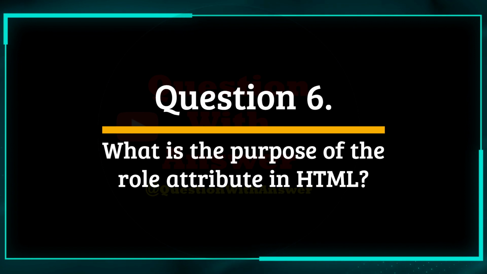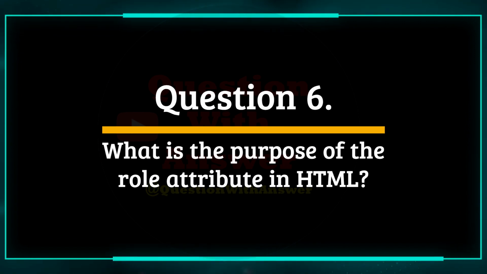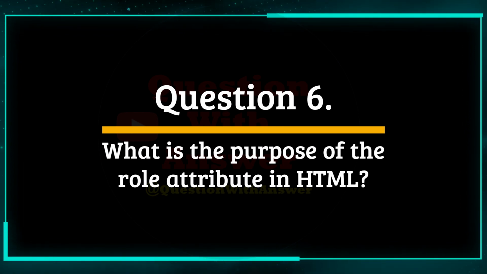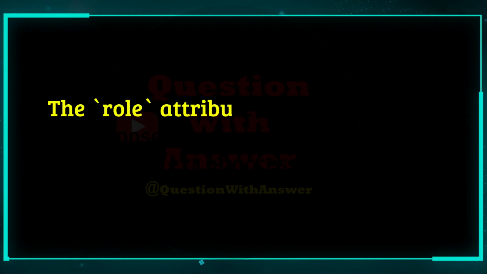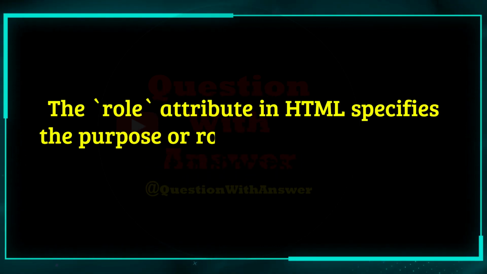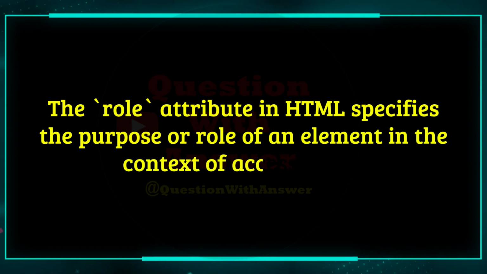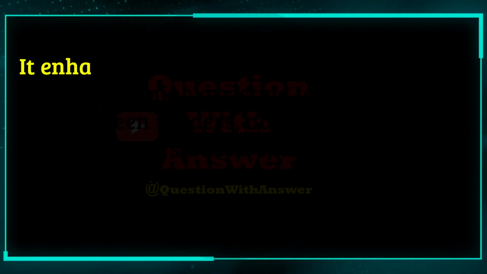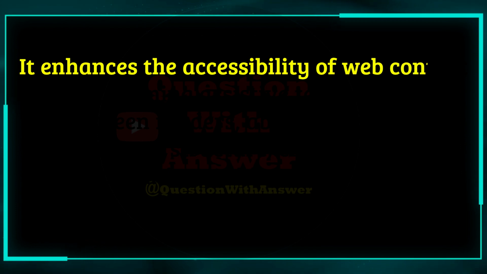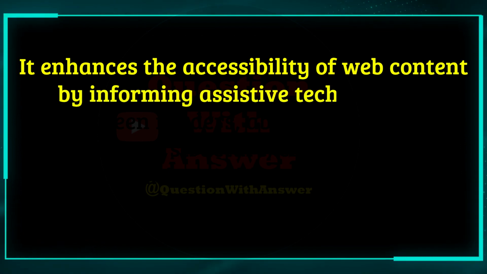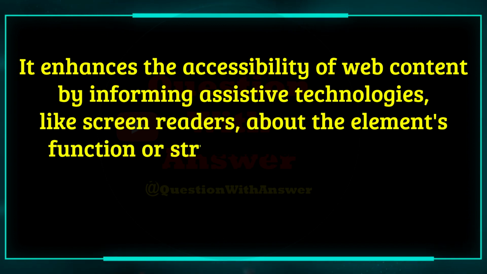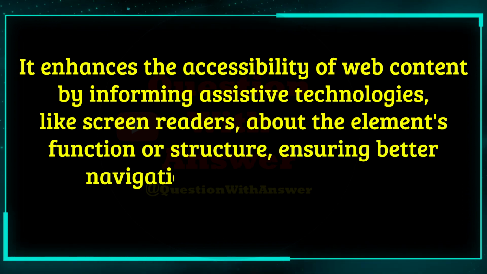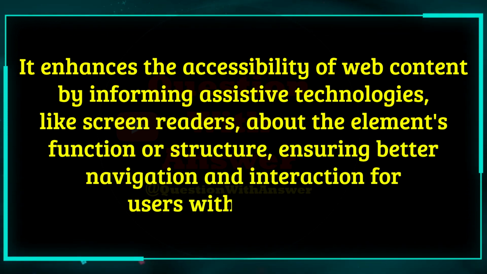Question 6. What is the purpose of the role attribute in HTML? Answer. The role attribute in HTML specifies the purpose or role of an element in the context of accessibility. It enhances the accessibility of web content by informing assistive technologies, like screen readers, about the element's function or structure, ensuring better navigation and interaction for users with disabilities.